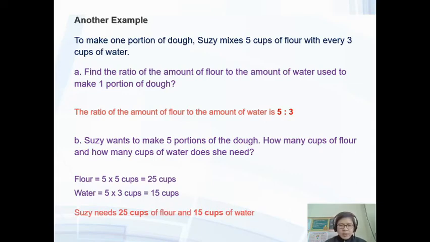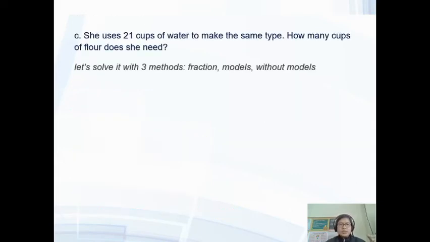Okay, the real problem is in question C. Let's see what is in question C. She uses 21 cups of water to make the same type. Remember, the same type. How many cups of flour does she need? Because we are going to make the same type, we need to keep the ratio. We cannot change the ratio between the amount of the flour and the amount of the water. Why? Because if we change the ratio, later maybe the dough will be too hard or maybe too soft. Understood?